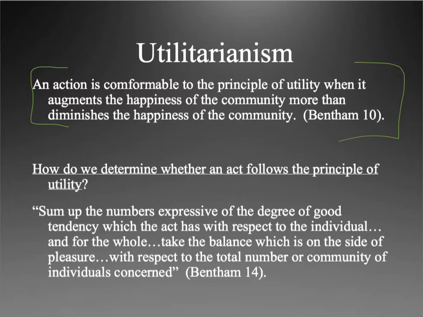Let me pause on this again. Let me review the language. Sum up the numbers expressive of the degree of good tendency which the act has with respect to the individual. Okay, individual, right? And for the whole. So the amount of good, pleasure, happiness yielded for the individual and the community, and then take the balance, with respect to the total number of community of individuals concerned. So the interest balancing approach is trying to yield the greatest collective happiness versus the greatest collective unhappiness. And obviously you choose the action, you choose the law, you find the law more just, that brings more happiness, more liberty, in Breyer's phrase, to the community.